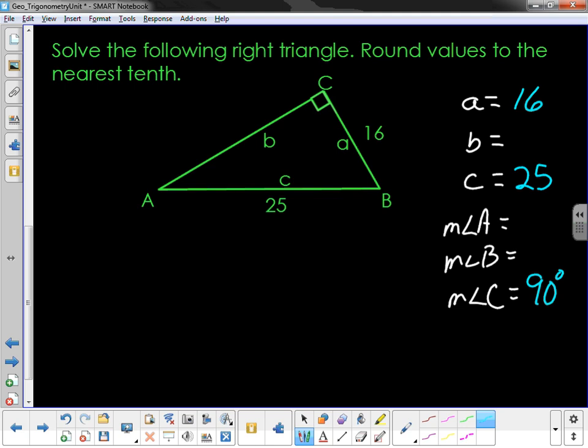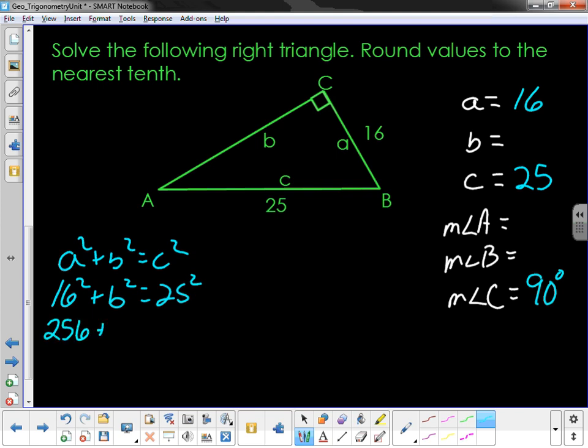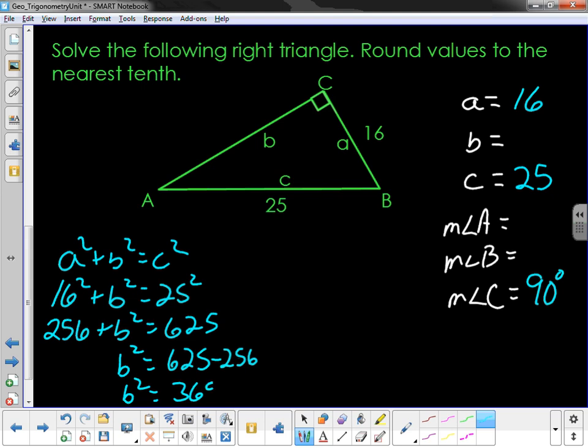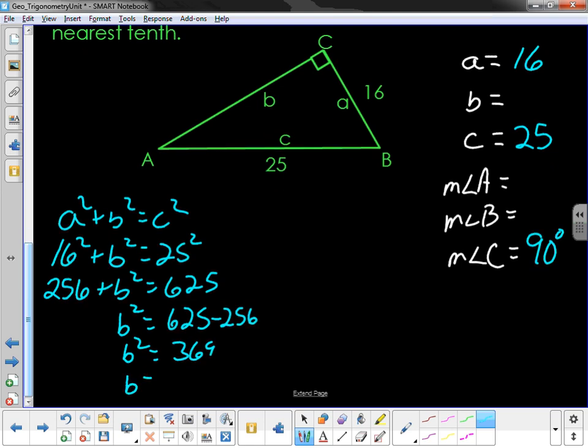Now, I can find side B because I know 2 sides, and I know the Pythagorean theorem. A squared plus B squared has to equal C squared. So 16 squared plus B squared equals 25 squared. So 256 plus B squared equals 625. So B squared is 625 minus 256, which, off the top of my head, that one's just not coming to me, is 369. So that tells me B is the square root of 369.